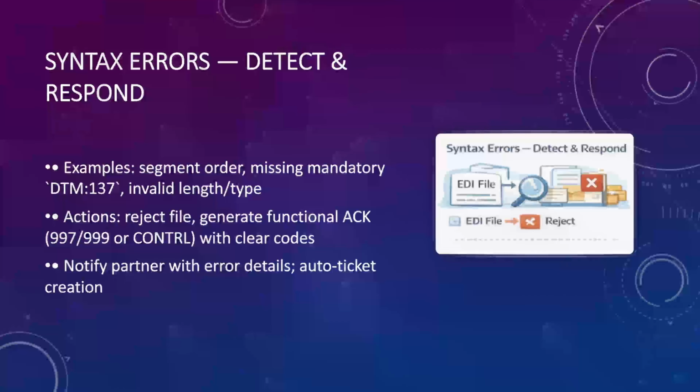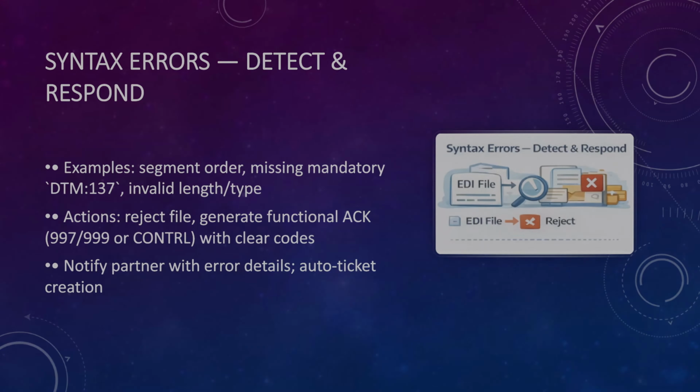Syntax errors are structural problems in the EDI messages. Examples include wrong segment order, missing mandatory values like DTM 137, or invalid length and type rules. The right response is to reject the file, generate a functional acknowledgement like 997 or 999, or CONTRL with clear error codes, and notify the partner with actionable details, ideally with automatic ticket creation.